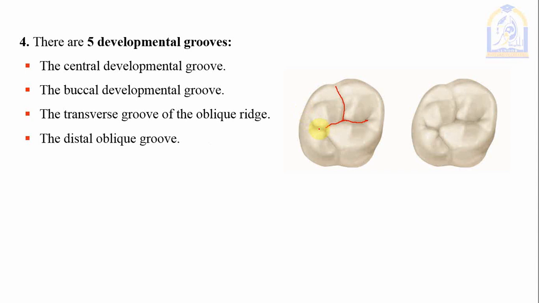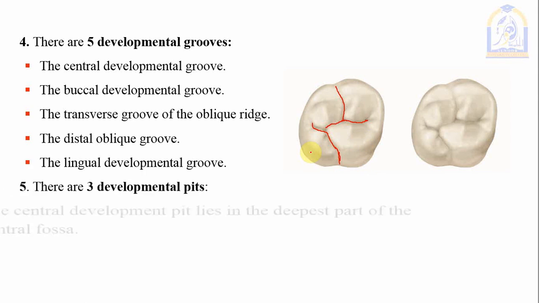There is the distal oblique groove. This is the distal oblique groove. It runs from the distal triangular fossa and then extends obliquely to join, or to become continuous with, the lingual groove, which ends on the lingual surface between the two lingual cusps.